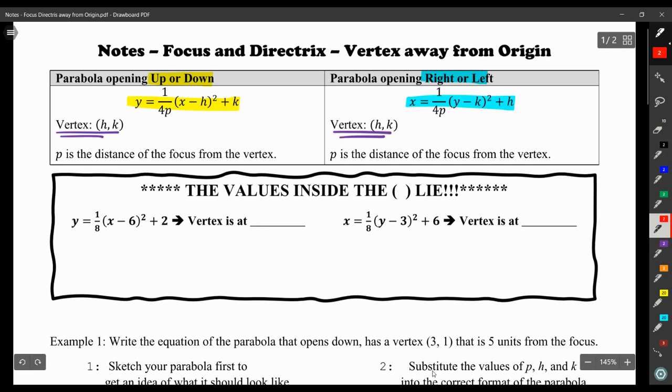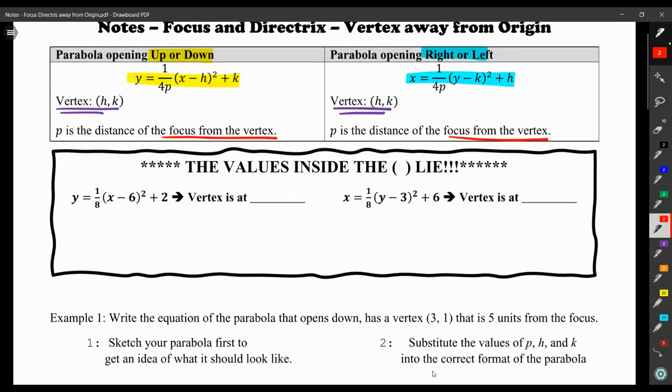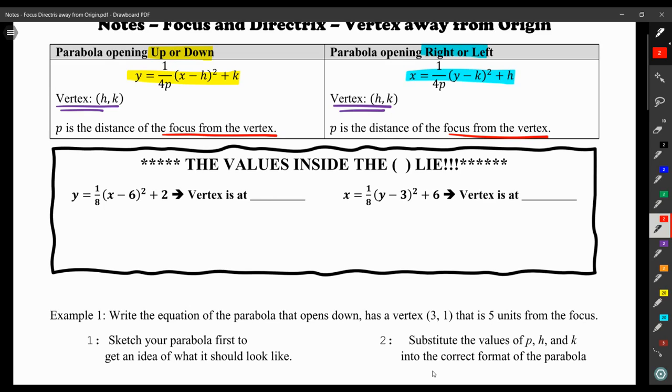The value of p is still the distance of the focus from the vertex. That's still the value of p on both of them, no matter what. Or you could also think of it as the distance from the directrix to the vertex as well. So let's practice using these formulas just to find the vertex.